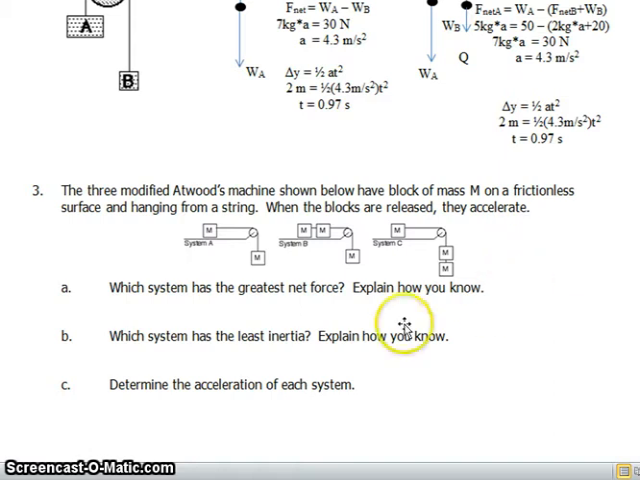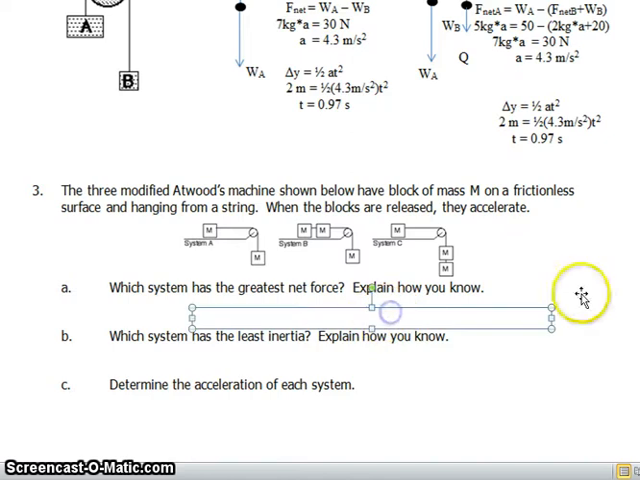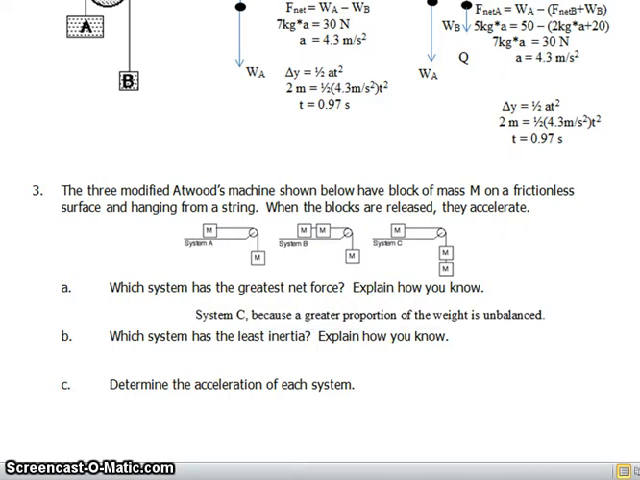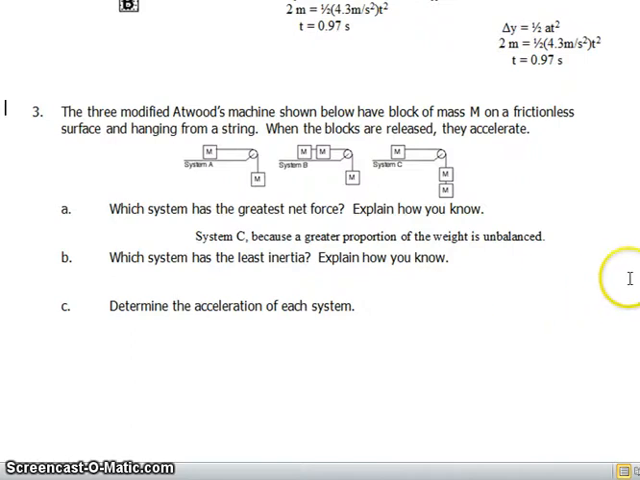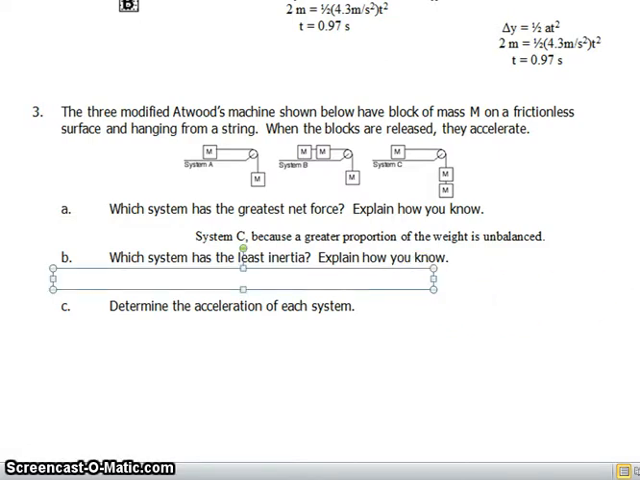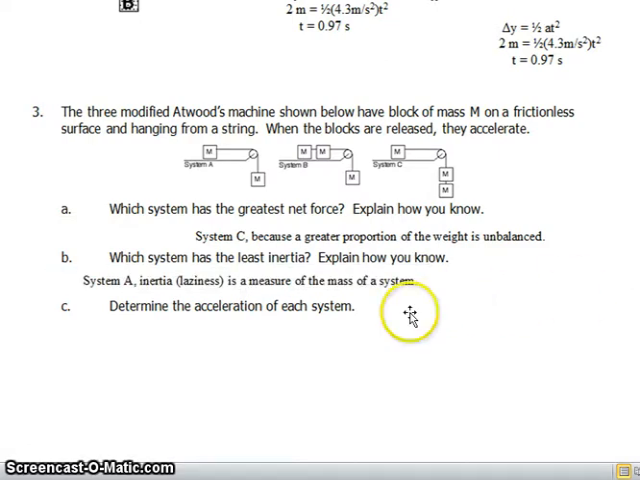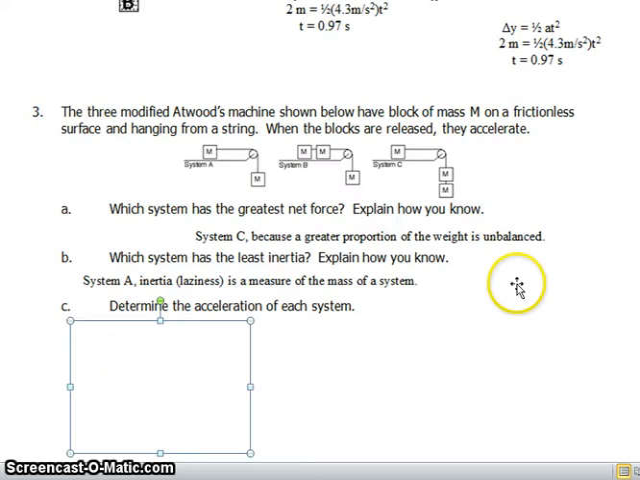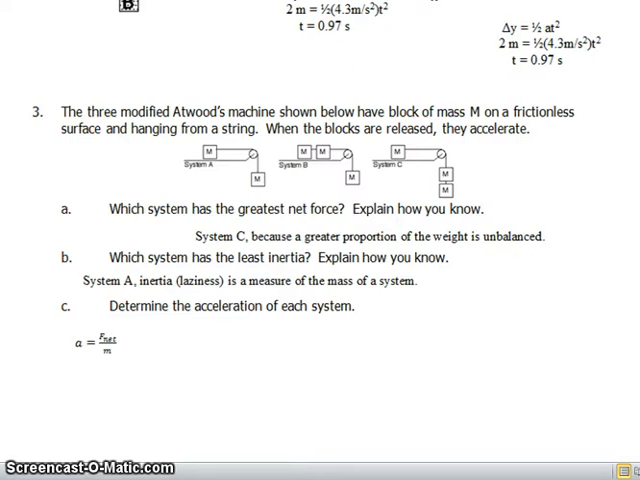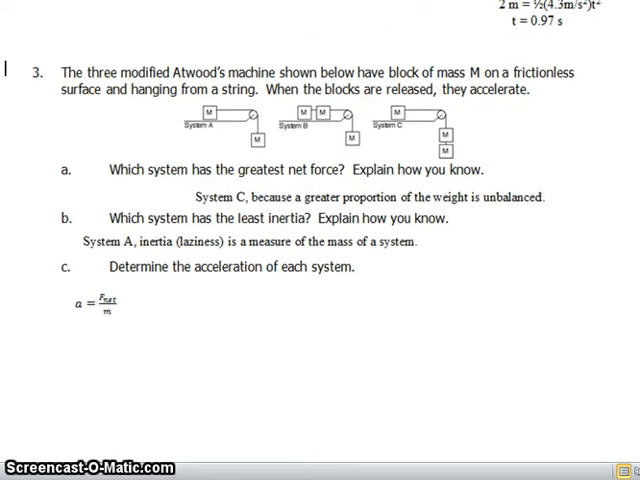It's the falling mass. And so therefore the greatest net force would be system C because it has the greatest proportion of the weight that's unbalanced. Which system has least inertia? Inertia is a measure of mass, laziness, and the least inertia would be system A. Determine the acceleration for each of these. Well, first of all, we need to know that a is proportional to F net over m, just like we found in the lab.